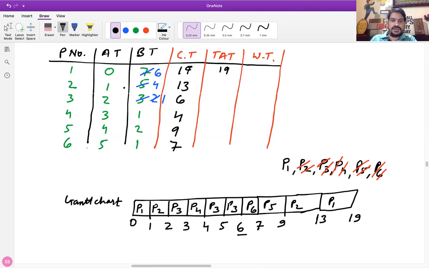Turnaround time: 13 minus 1, it is 12. 6 minus 2, it is 4. 4 minus 3, it is 1. 9 minus 4, it is 5. 7 minus 5, it is 2. These are the turnaround times. Okay, so these are the different turnaround times of the algorithm.